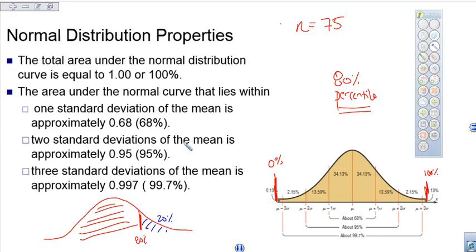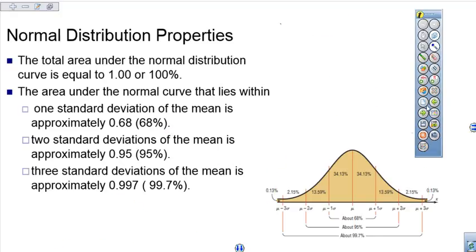One more key thing here is that when we look at the normal distribution curve, between 1 standard deviation below and 1 standard deviation above represents 68% of the people in the study. So let's say there were 100 people in the study. If we take 68% of that, that means 68 people would fall between those two spots.